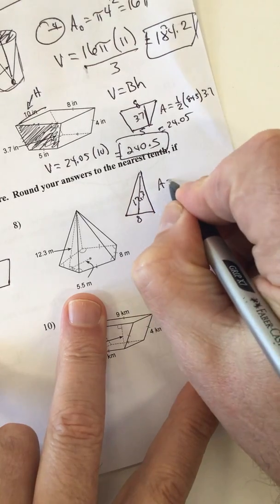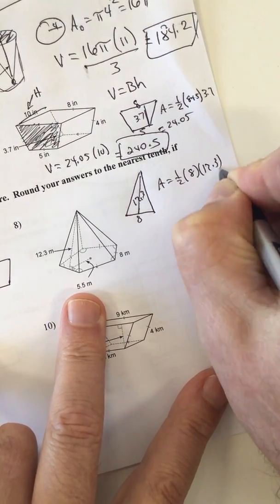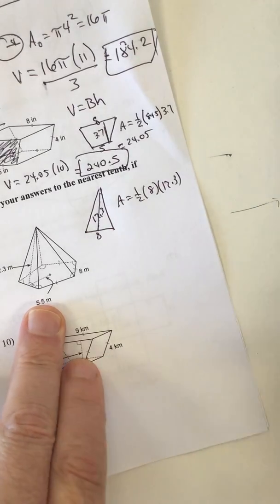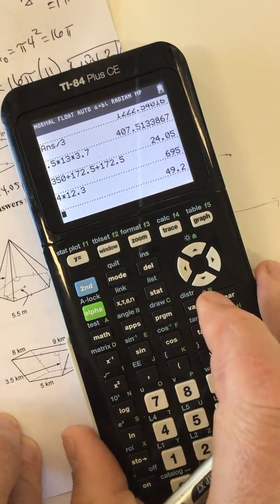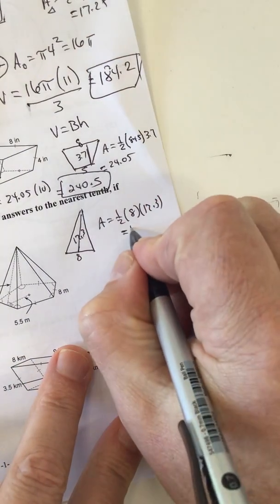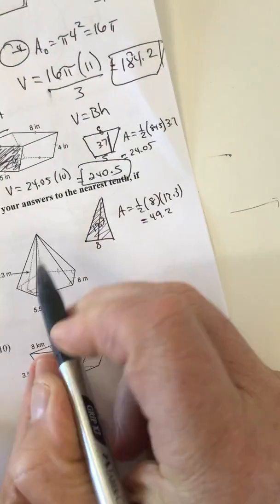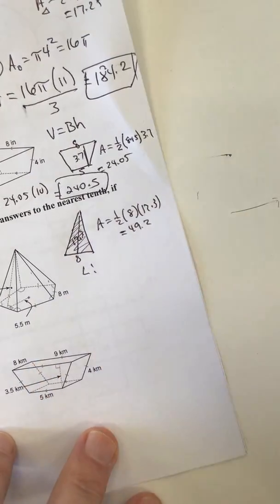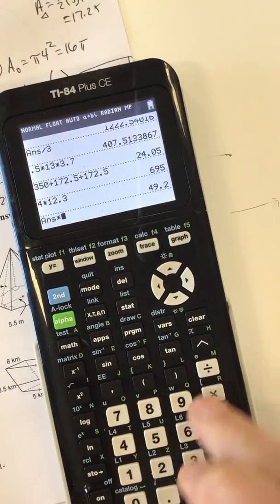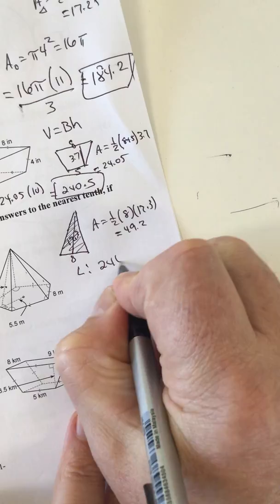Okay, well the area of a triangle is 1/2 times the base times the height. So it's 1/2, so it's 4 times 12.3, 49.2. Okay, that's one tall triangle. There's 1, 2, 3, 4, 5 of them. So the lateral surface area is 5 of them at 49.2. So 246.